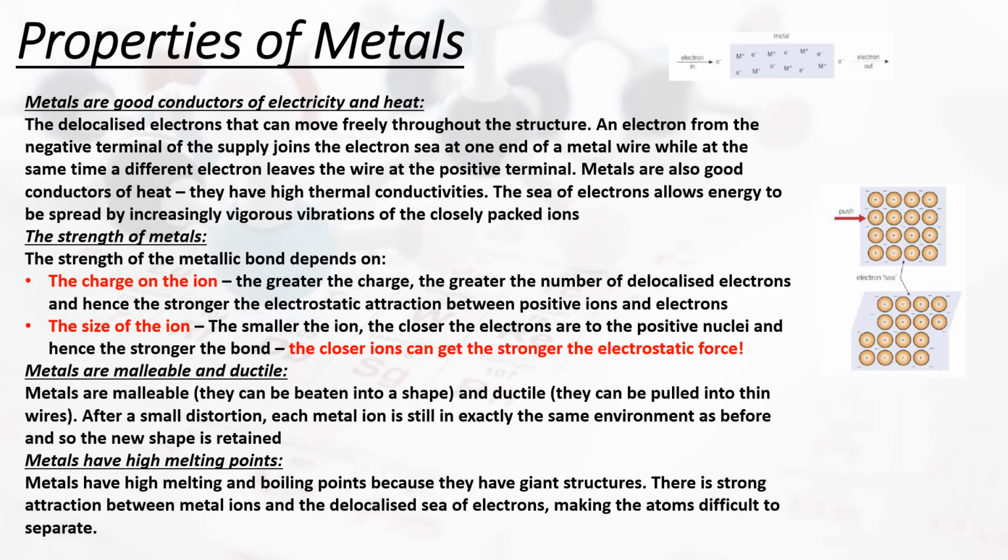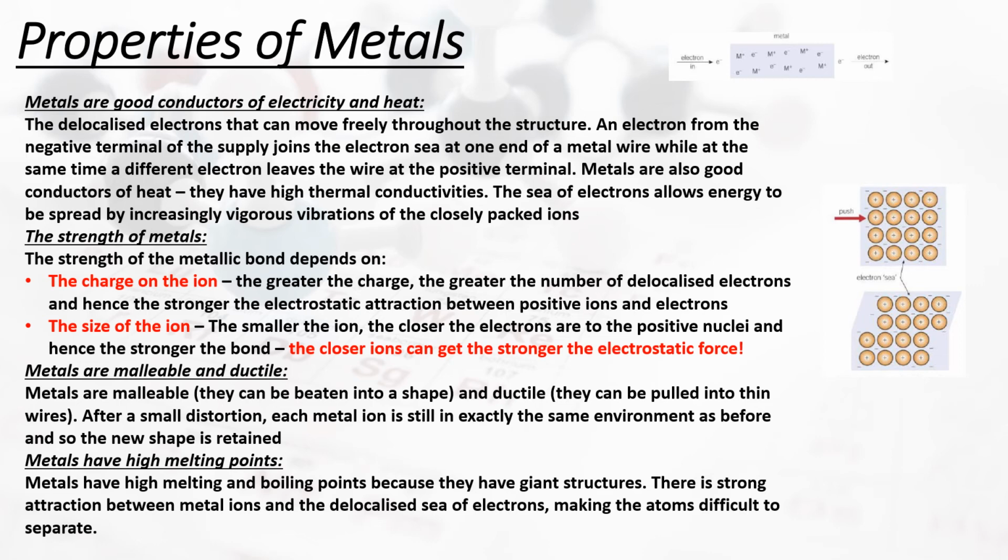Now, when we think about the strength of metals, the strength of the metallic bond depends on two main factors. The first is the charge on the ion. The greater the charge of the ion, for example Mg2+ versus Na+, or Al3+ versus Na+, the greater the number of delocalized electrons there will be, and therefore the stronger the electrostatic attraction between the positive ions and the electrons. There's greater electrostatic attraction simply because we have higher charged ions and more electrons. That's what we're really considering for the strength of this metallic bond.